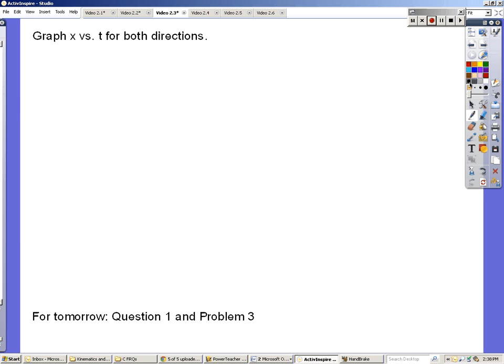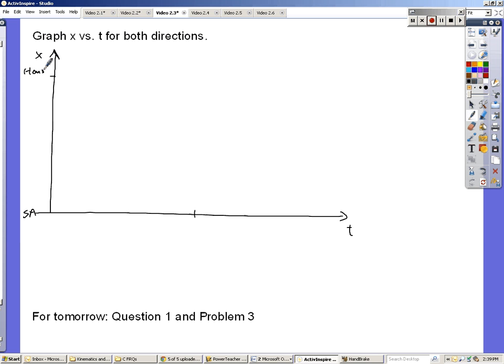Last of all, we'll graph x of t for both directions. So x versus t. Now on the way there, so here is San Antonio, here is Houston, here's the halfway point, here's the time to get there, and there's the time to, or half that time. So you do the first half of the time at a low speed, and the second half of the time at a high speed.